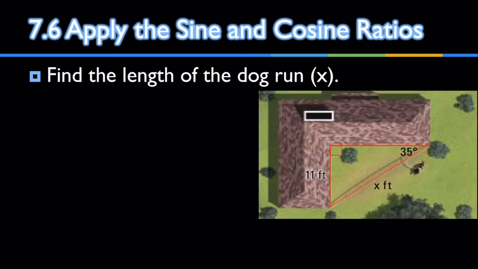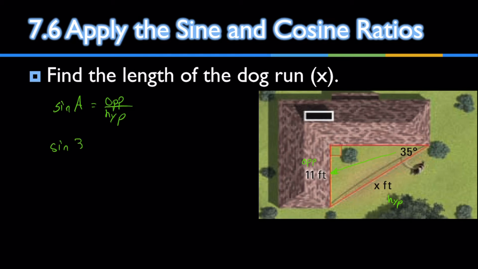But we could use them to solve equations. Find the length of the dog run, x. Okay. So from the angle, I know this opposite side, so that's the opposite side. And the x is the hypotenuse. So I have opposite and hypotenuse. Opposite and hypotenuse. Which formula was that? That's right. It is sine. Sine of the angle is opposite over hypotenuse.